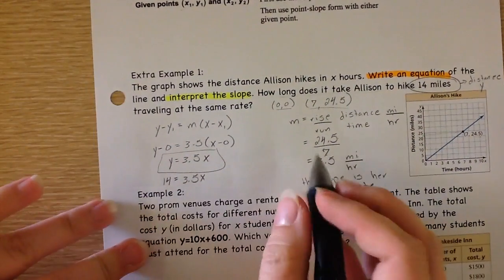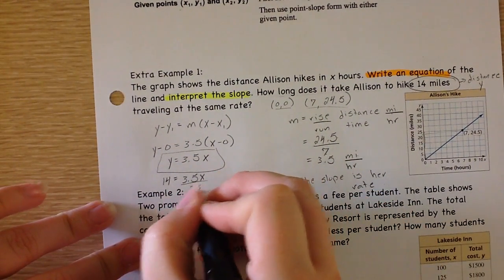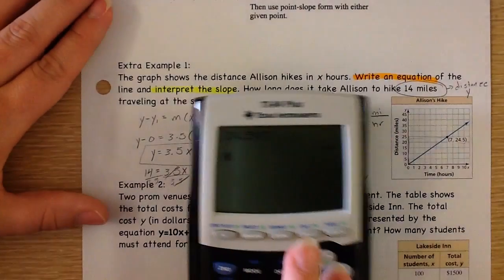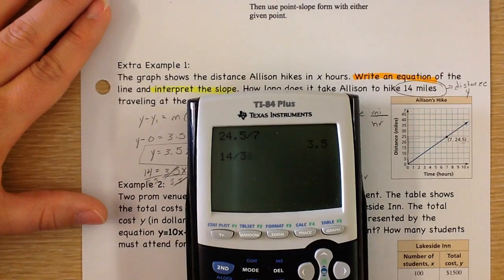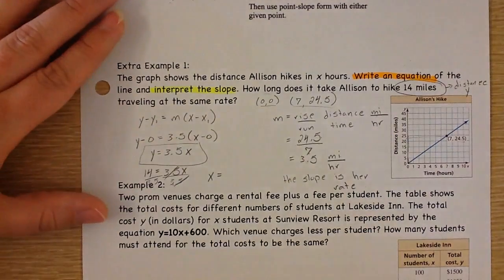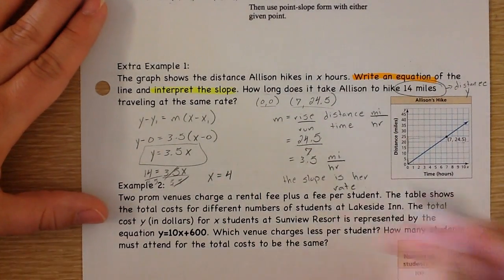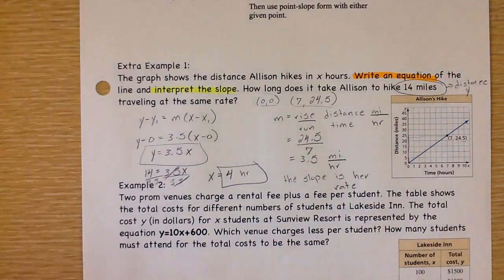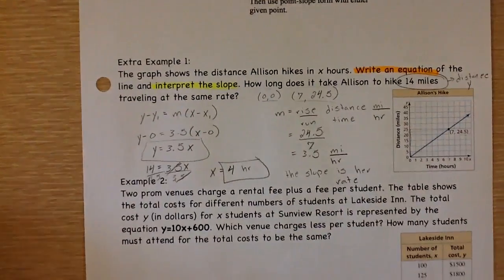So 14 equals 3.5x. We divide both sides by 3.5. X equals 14 divided by 3.5. We get 4. So x equals 4, and that's in hours. Okay. All right, example 2.